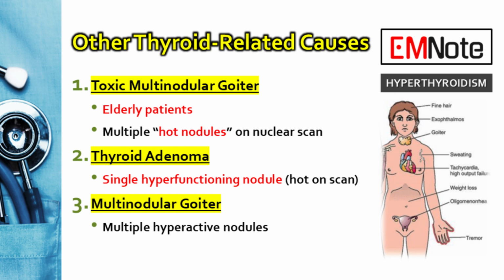In elderly patients, toxic multinodular goiter is a common cause. Unlike Graves' disease, this condition presents with individual lumps in the thyroid gland, and a thyroid nuclear scan will reveal hot nodules. Another cause is thyroid adenoma, which involves a single hyperfunctioning nodule that also appears hot on a nuclear scan. Multinodular goiter, on the other hand, features multiple hyperactive nodules.